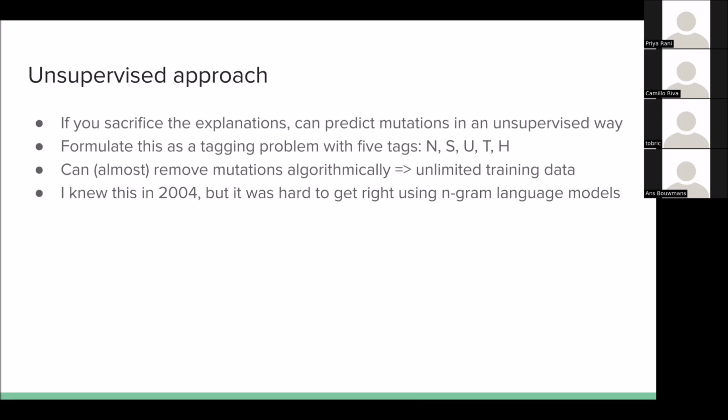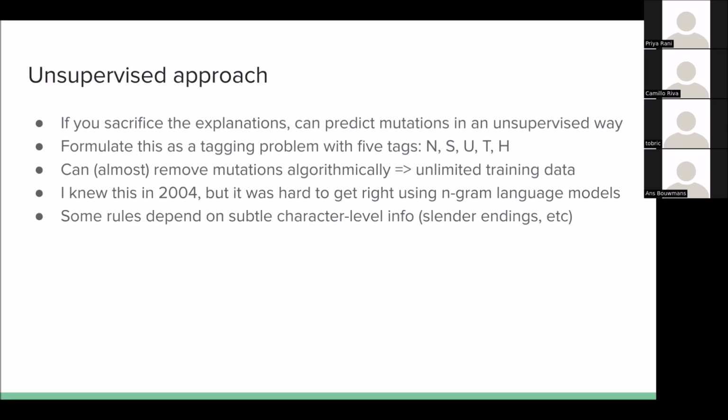The state of the art for doing these kind of machine learning approaches in 2004 was to use n-gram models. And I tried very hard for years and got some results on this, but it's too hard, to put it bluntly. Part of the issue is that a lot of times mutations are determined by more than just the words in the surrounding context. They depend on subtle character level information. For example, the ending of a previous word might be slender or broad, and that can affect things.